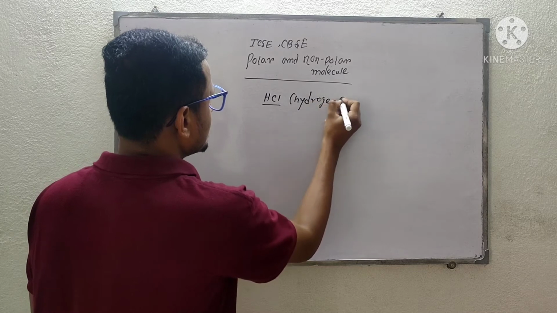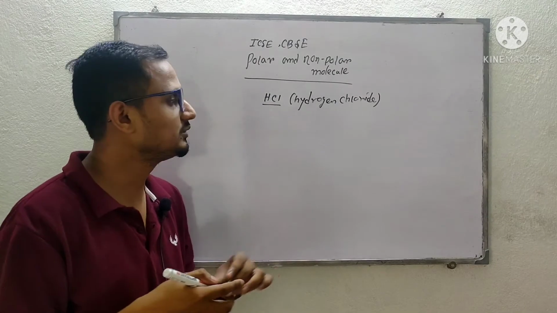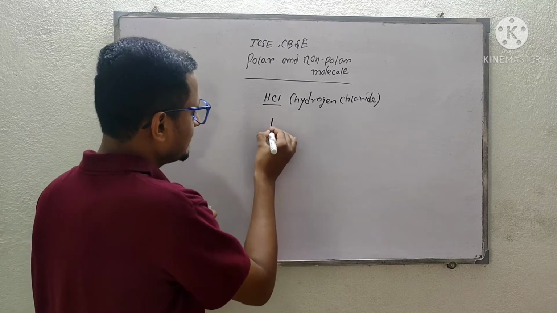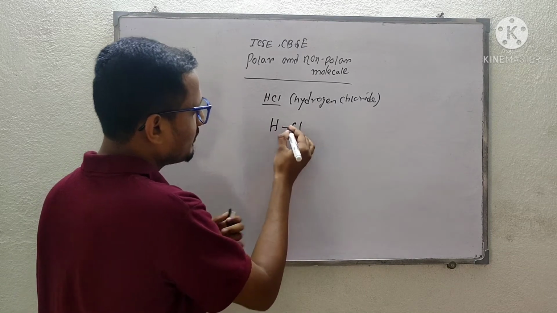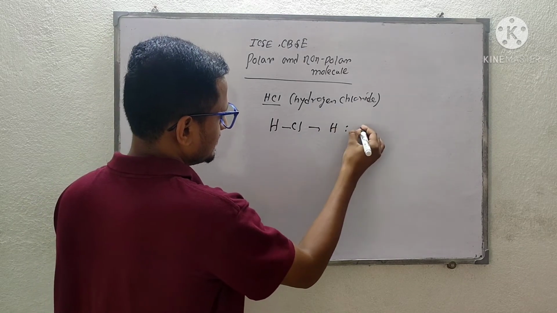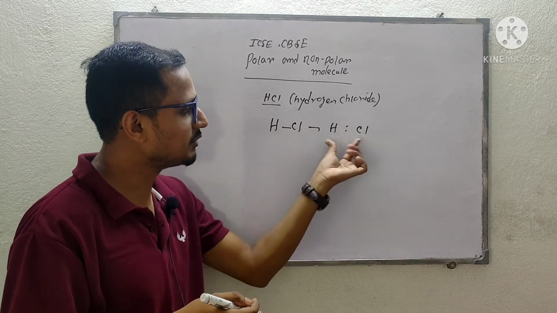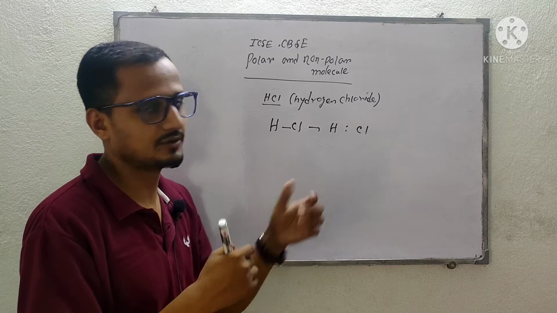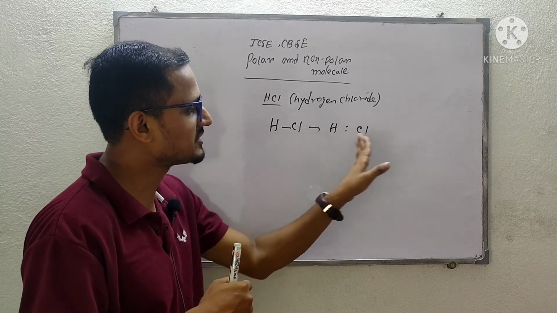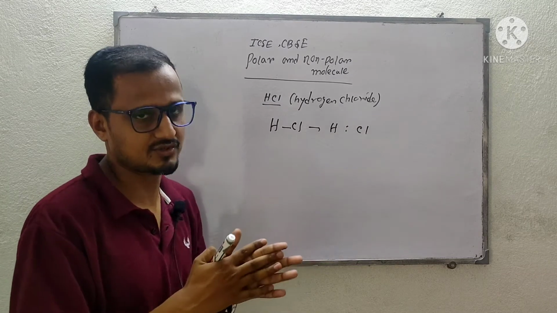Now, the formation of hydrogen chloride. I have told you how to draw the electron dot structure of hydrogen chloride. There we have seen that between hydrogen and chlorine one bond is there. One bond means two electrons. One electron and one electron will be shared by both hydrogen and chlorine to make a single bond. That means this bonded pair of electrons is shared by hydrogen and chlorine. So both will share this bonded pair of electrons equally.